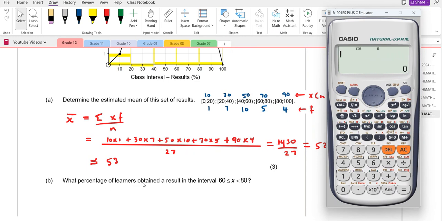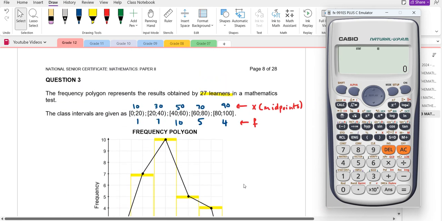What percentage of learners obtain a result in the interval 60 to 80? 60 to 80, what percentage? Between 60 and 80, there were 5 learners, alright?